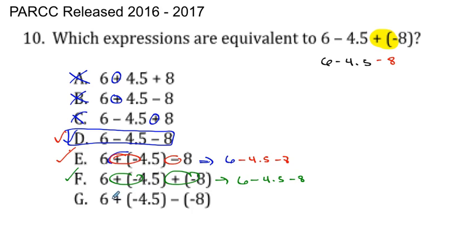And then looking at my last one, part G, I'm going to simplify this one. This is 6 plus minus, so really that's 6 minus 4.5. And then minus minus, which we haven't talked about, so two minus signs together actually make a positive sign, so that one's going to be plus 8, and I don't want the plus 8, I want a minus 8, so that one doesn't work as well. So D, E, and F all work together. All expressions that match are equivalent to this first expression.